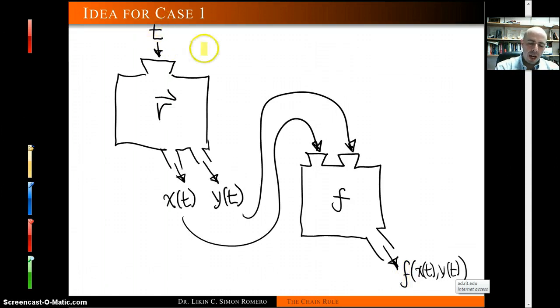Now, the idea for our case is every time that you have a plane curve, in other words, a parametric curve, you can take a t and plug it into the parametric curve or vector function, and you end up with x equal to something that depends on t and y equal to something that depends on t. And what about if you plug that into the function f of two variables? That ends up being something like this. So in other words, t depends indirectly on f. And the question is, well, how much?